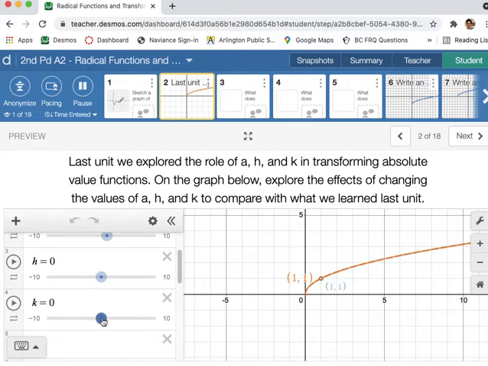So the k, if we move the k, make it bigger, that'll drag the whole graph up. Notice what's happening to the point that I have marked off there. The parent function, it was 1, 1. If we have a k of 2, that's lifted up to 1, 3. We just raise that y value by 2. If k is negative, we lower it. So now k is negative 3, and so we subtracted 3. Our y value went from 1 to negative 2. We brought it down by 3.